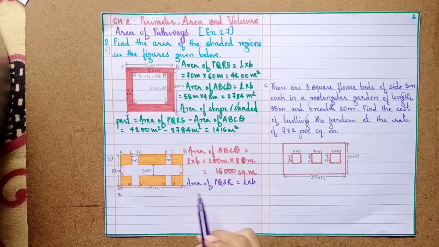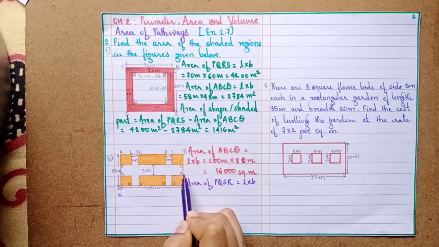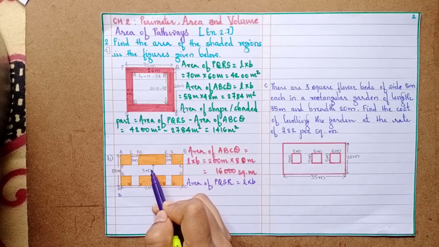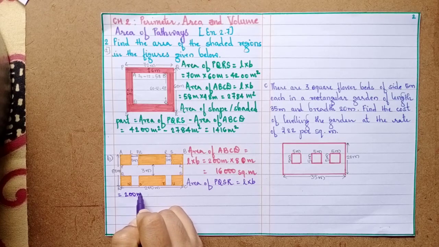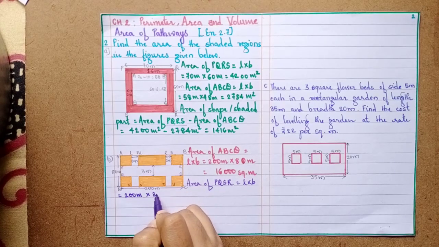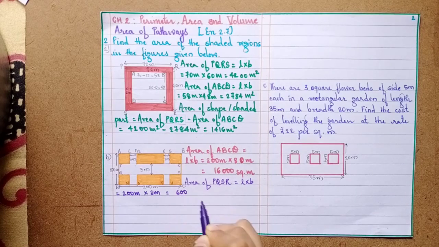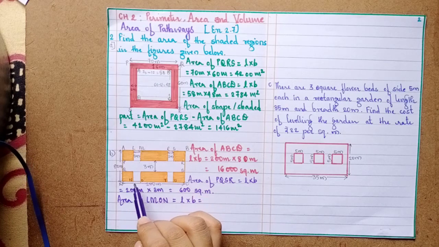Now, looking here at PQSR, QS is 200 meter and SR is 3 meter long. So length is 200 meter and breadth is 3 meter. Thus that will give us 600 meter square area. Now let's find the area of LMNO.